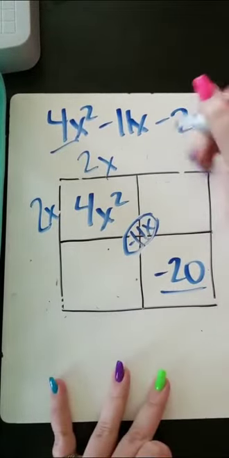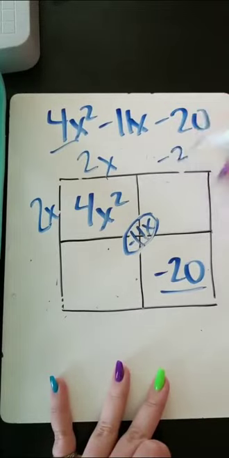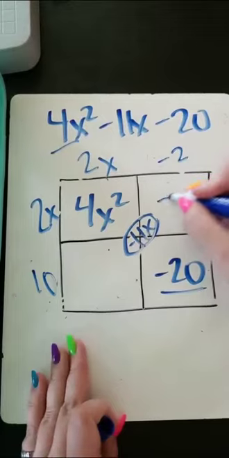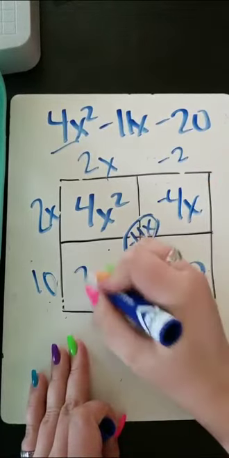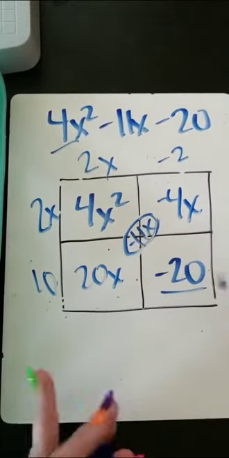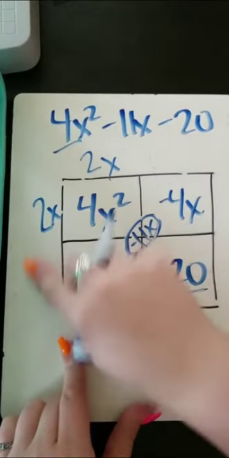So we're going to try negative 2 and 10. Again, negatives kind of work themselves out. So we get negative 4x and 20x. That's going to give me 16. If I switch the negative, I get negative 16. Still wrong.